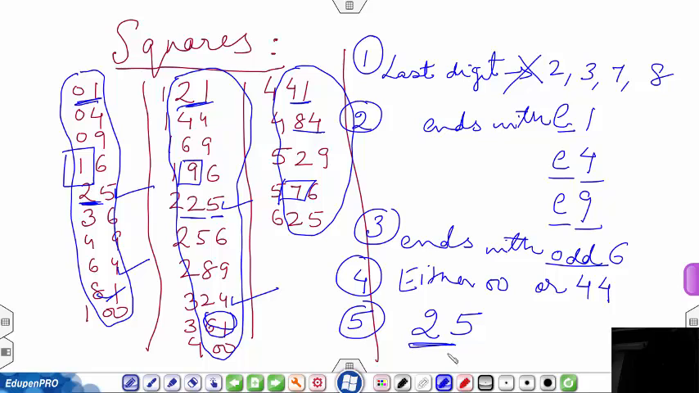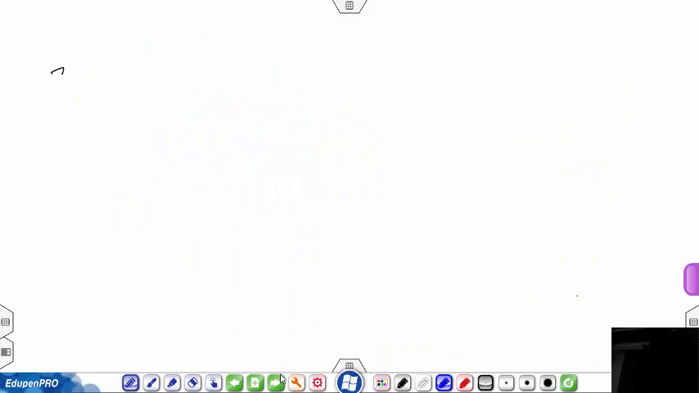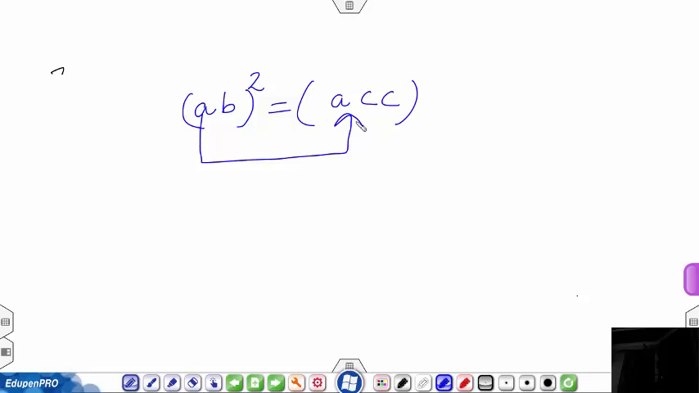Now, using these facts, can I answer a question? Very simple question. Suppose the question says there's a number AB and the square of this number is ACC, where A, B, C are distinct digits. How many combinations satisfy this fact? Now, if you have a look at the question, the first digit is exactly the same. That's the first important point. Second important point, the last two digits of the square are equal. That means they have to be either 44 or 00.